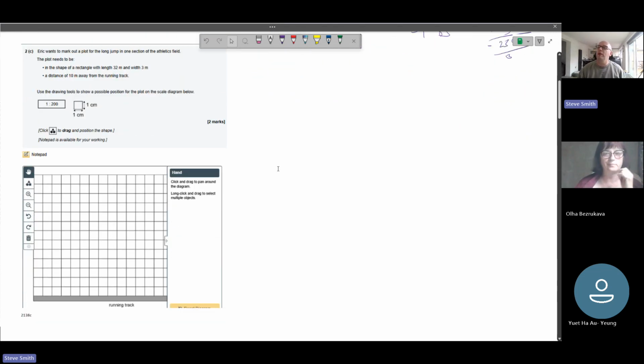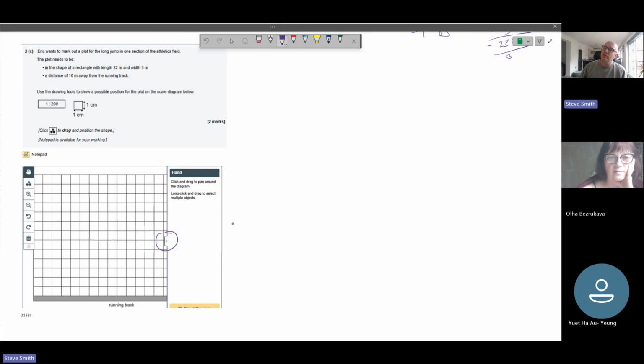Okay, Eric wants to mark out a plot for a long jump in one section of the athletics field. The plot needs to be. So this is the question, I think I said last week, where somebody failed this question because they didn't click that button on there. Because when they click that button, that disappears and this square grid gets bigger. So what they've done, they've drawn out their grid on here and it's not fit on the screen. So they've just drawn it to the end, which is a bit of a daft mistake because it's 2 marks. So that button there, you click it and it makes the drawing pad bigger. So you'll see why in a minute, because you'll see it don't fit.